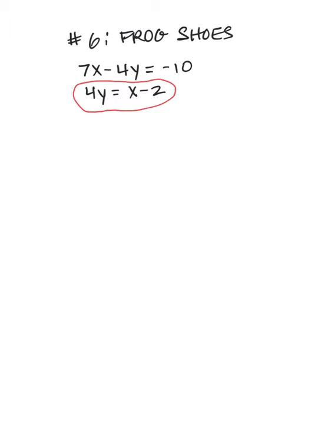So what I'm going to do is subtract x from both sides, and now I have negative x plus 4y equals negative 2. Do you see how now it's in standard form? Standard form technically is ax plus by equals c, where a and b and c are your numbers, and then your variables x and y are on the left. So now let's finish solving this.